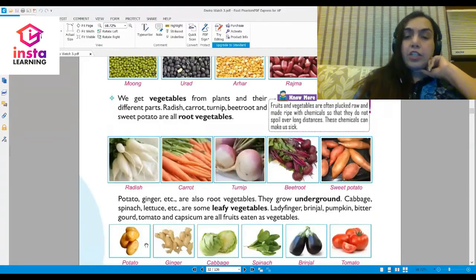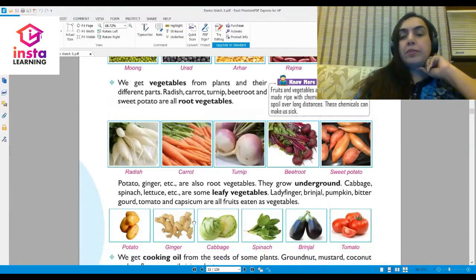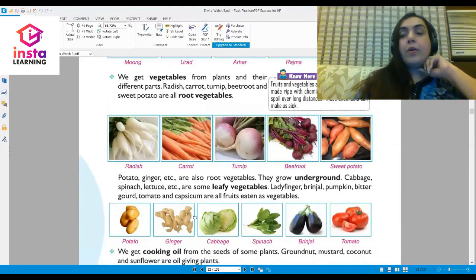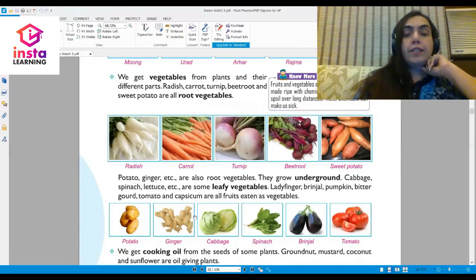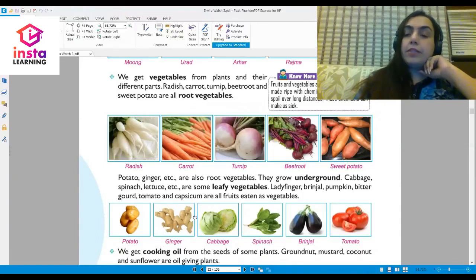Potato and ginger are also root vegetables. They grow underground, beneath the ground. Cabbage, spinach, lettuce, etc. are some leafy vegetables. Ladyfinger, brinjal, pumpkin, bitter gourd, tomato, and capsicum are all actually fruits which we eat as vegetables.